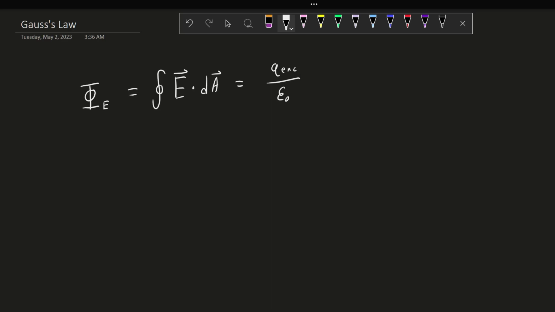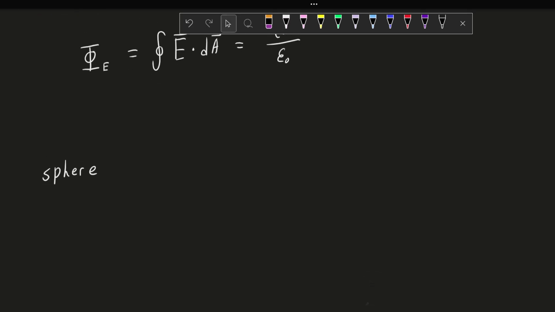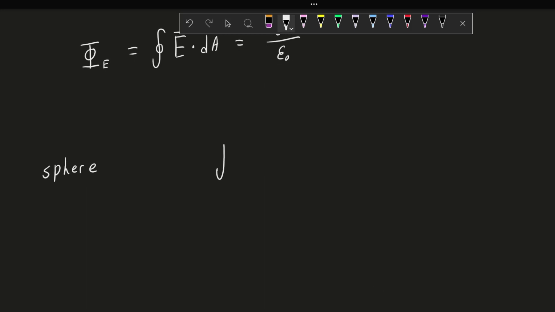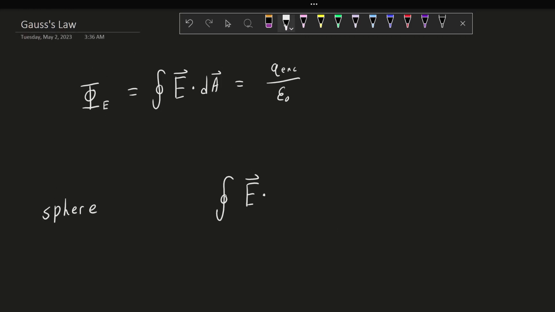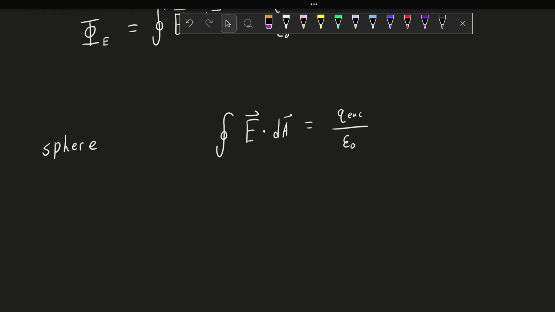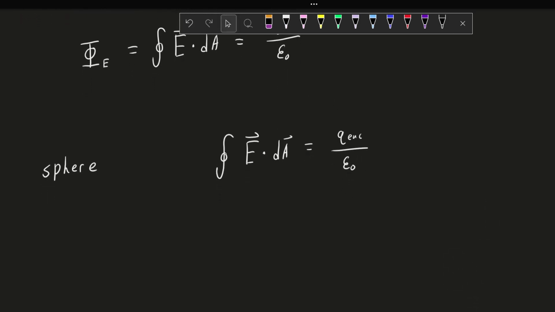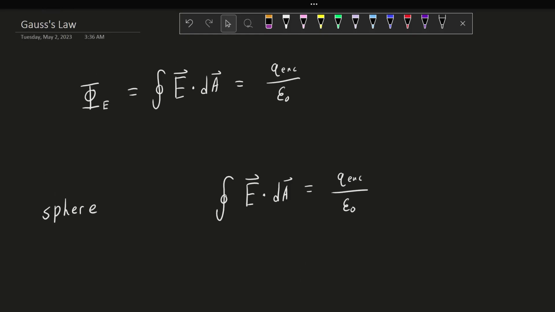Now we have two shapes we're going to talk about. We're going to talk about a sphere and a cylinder. So for the sphere, basically we just say, okay, we're going to follow Gauss's law. E dot dA equals Q_enc over epsilon naught. Epsilon naught is just some random constant. It's the permittivity of free space. Doesn't really even matter.